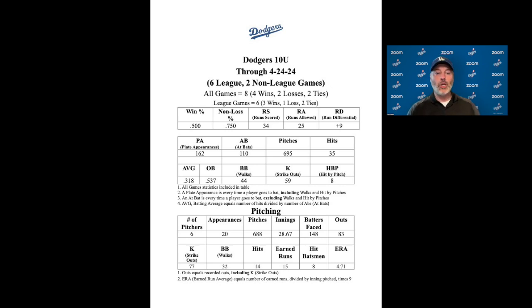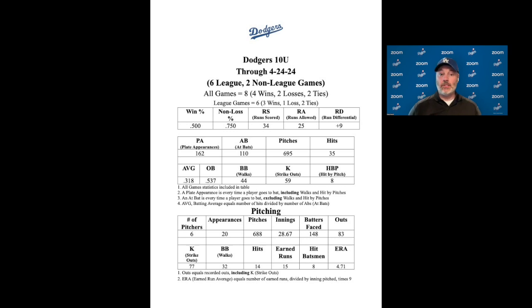So as a team, our batting average is .318. That basically means 35 hits divided by 110 at bats. And what that translates to is almost 32% of the time that we go to bat, we get a hit. We get on base in some way and then if you look at our on base percentage, it is .537. So that's basically hits plus walks plus hit by pitch divided by plate appearances, those 162 plate appearances that we have.